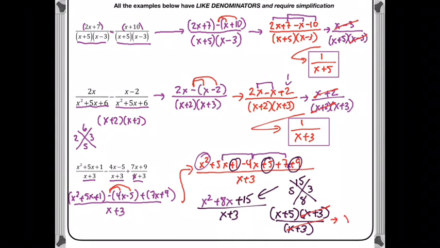And we end up with x plus 5 as our final solution. Notice that that does not need a 1 over x plus 5, as it is in the numerator there. So, anyhow, that's how you do that, and on to the next examples.